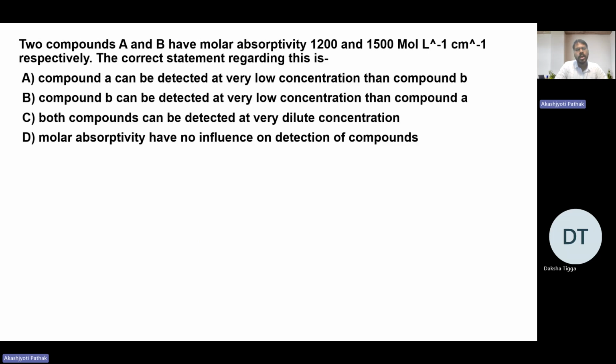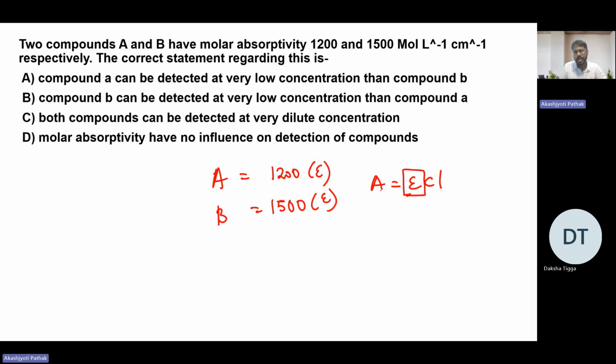Okay. Now there are two compounds A and B which have molar absorptivity 1200 and 1500 mole per liter per centimeter respectively. So now if we have two compounds A and B, one is having a molar extinction coefficient of 1200 and another is having 1500, then which one will absorb more? Obviously the one which is having more epsilon value will absorb more, because according to Beer-Lambert's law we know that absorbance is directly proportional to the molar extinction coefficient, concentration, and the path length.